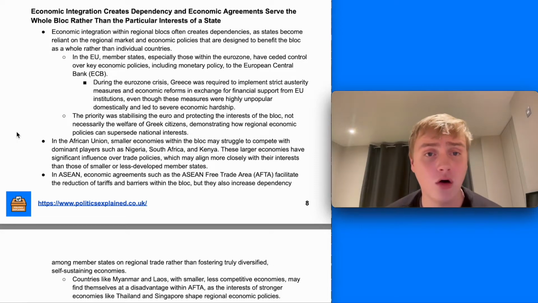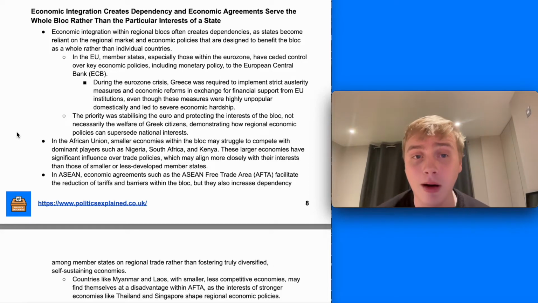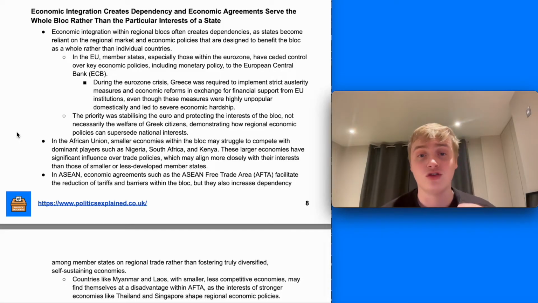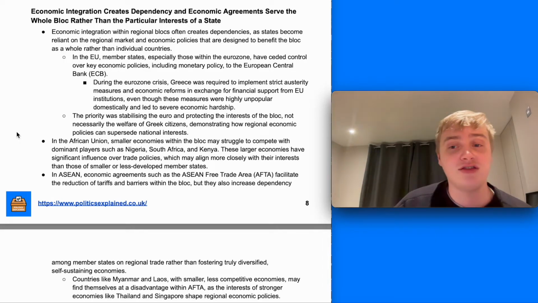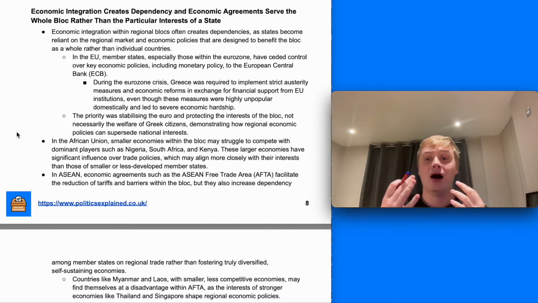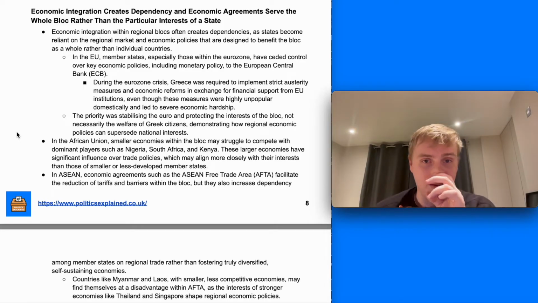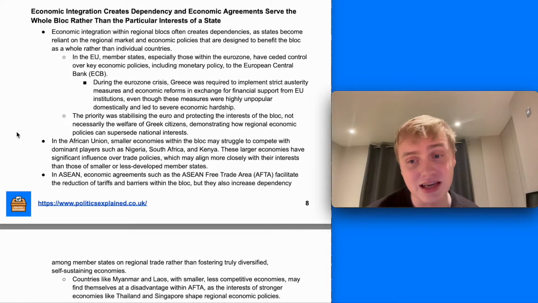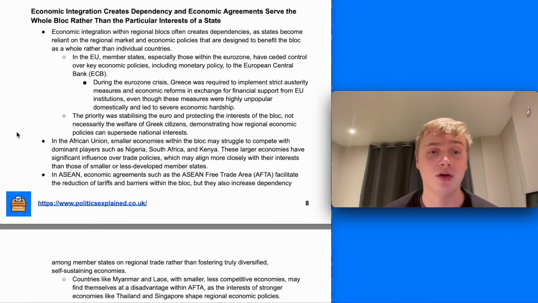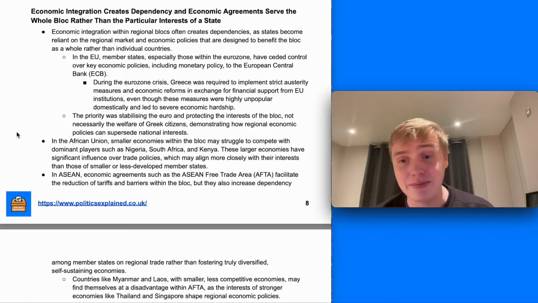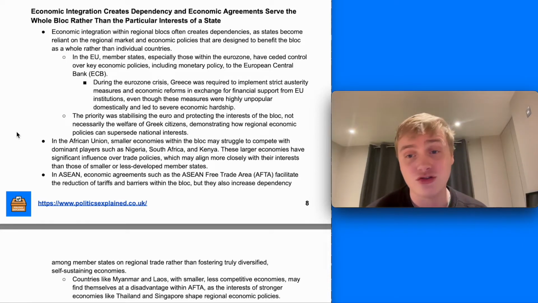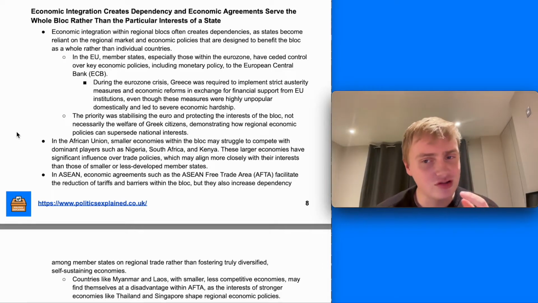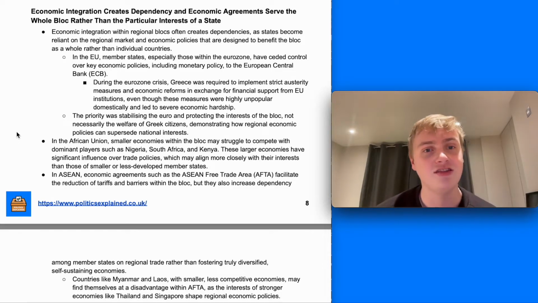So economic integration often creates dependencies as states become reliant on the regional market and economic policies that are designed to benefit the bloc as a whole. So decisions made, for example, if you're negotiating a trade deal with a different country, decisions on certain tariffs for certain sectors are made with the whole bloc in mind rather than just your country. So it may be that a particular decision made isn't specifically designed for a country, and that can be seen as limiting their sovereignty over economic policy. And they may be forced to accept that, because if you're negotiating as a regional bloc, not everything's going to be directly in your interests.